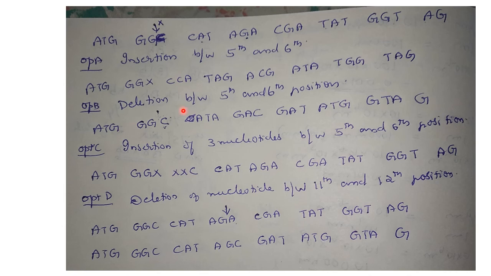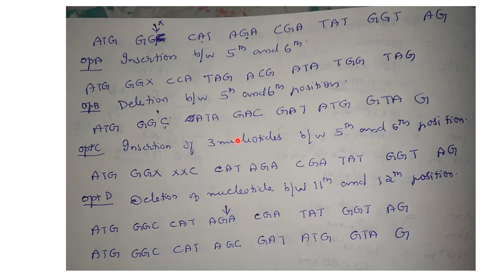Now if you delete at 5th and 6th position, that is this C will be deleted. So you will get ATG, GGC, ATA, GAC, GAT. So this is also not same as that of this particular amino acid sequence.